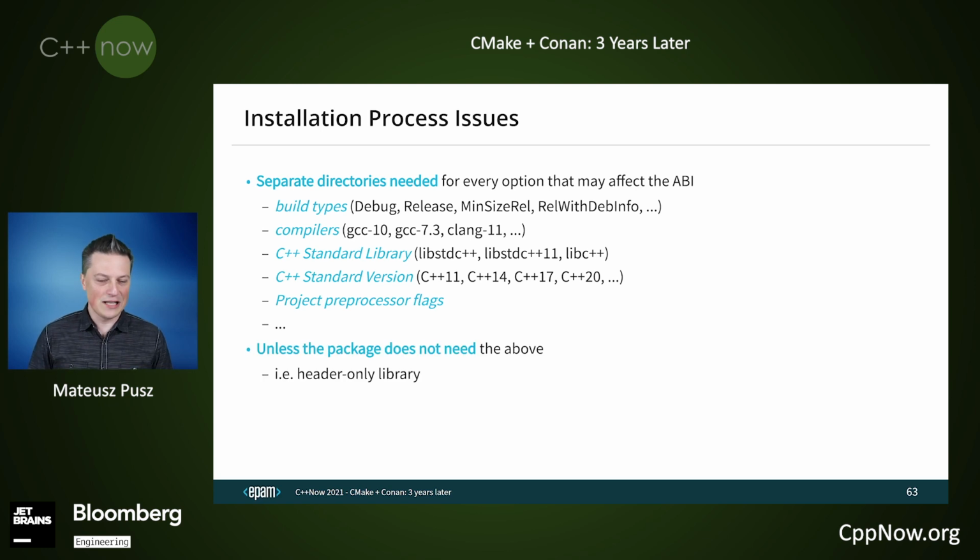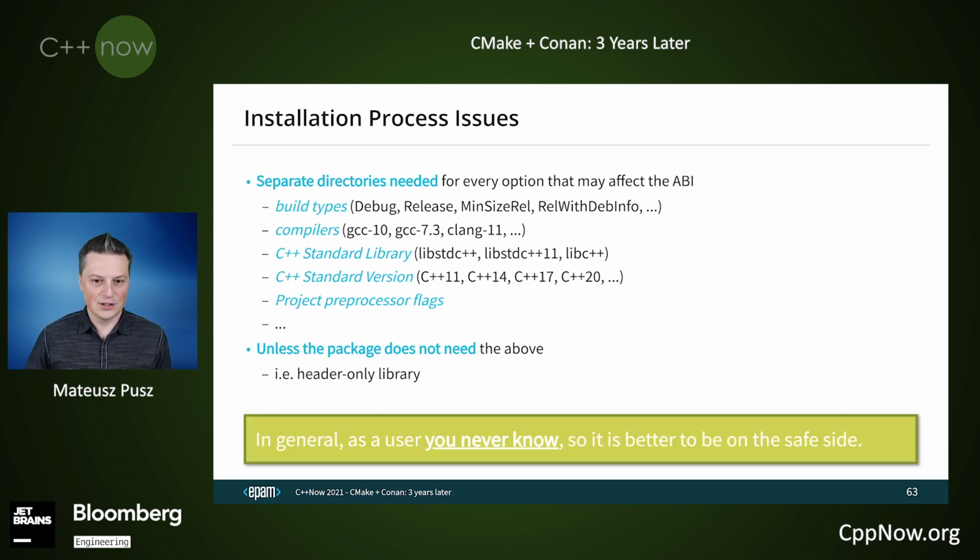Unless, of course, this is a header-only library. And in such case, you don't care. One copy is enough. Or maybe it is not affected by the C++ standard version. Then you may have fewer copies. But as a user, you never know. You don't analyze the sources of the project as well. And even if you analyze it right now, it may change in a quarter. And you will again be having some API issues.